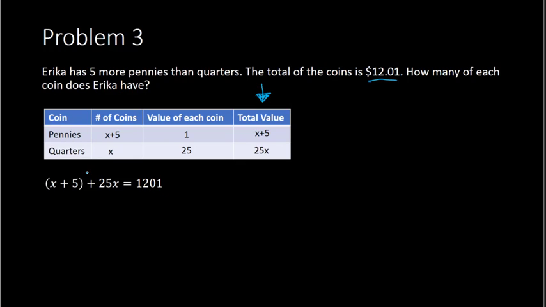So from here, we can now solve this equation. We can combine the x and 25x to get 26x. And then to solve, we work in reverse order of operations.